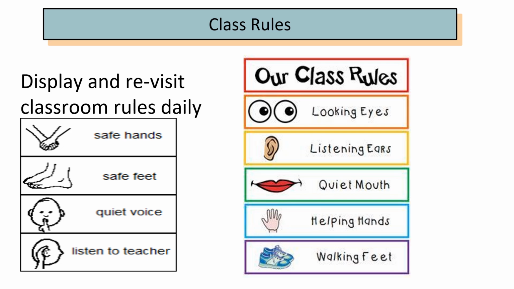Class rules should focus on behaviors you want to see. Keep rules short and to the point. State rules in positive, observable terms. Limit the number of rules to 4 to 5 total. Post the rules in the classroom. Reinforce students for following the rules.